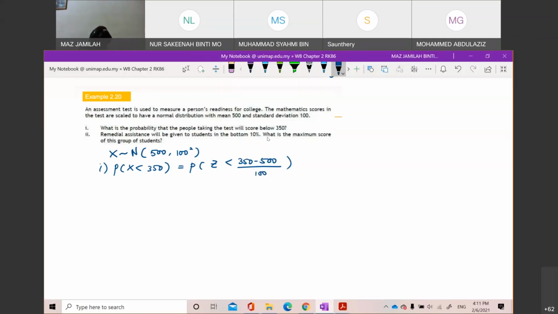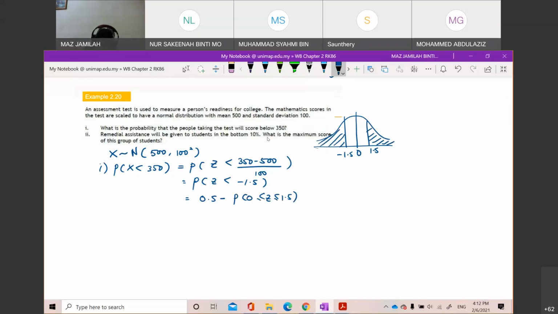Okay, so divided by 100. So you will get P(Z < -1.5). P(Z < -1.5) is the same as P(Z > 1.5), which is 0.5 minus P(0 < Z < 1.5). So look for 1.5 from your table.